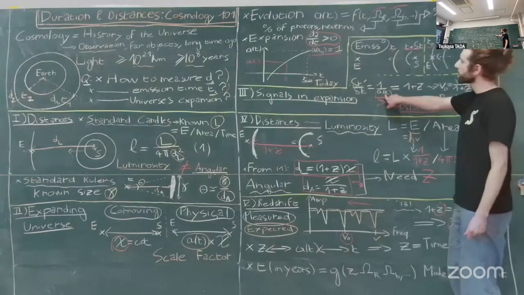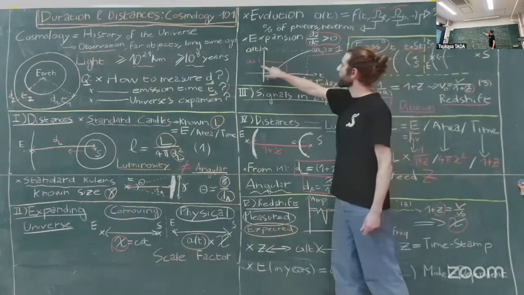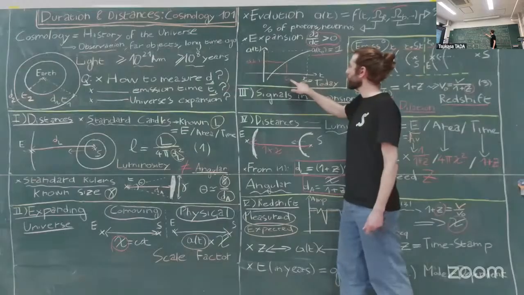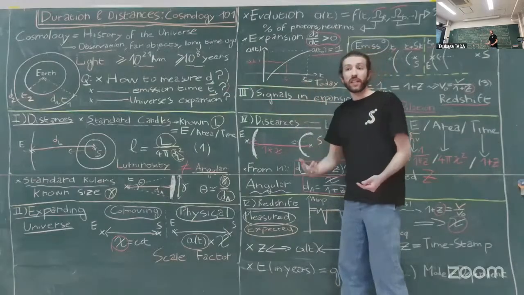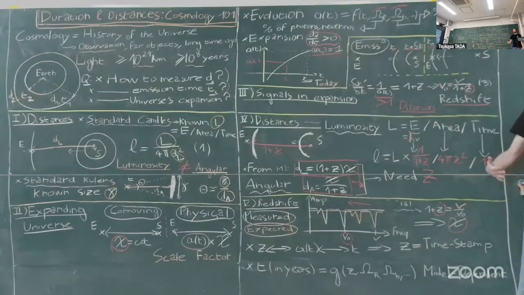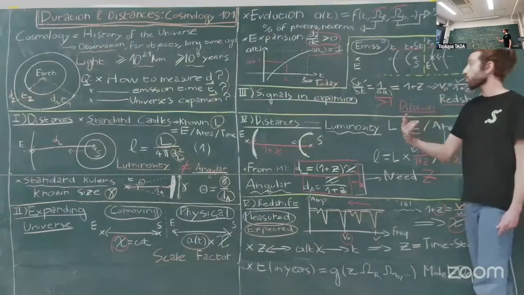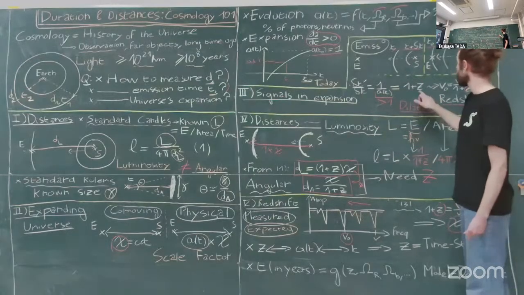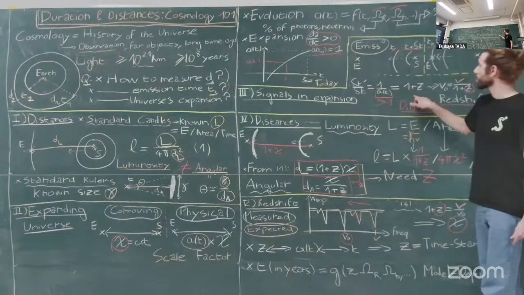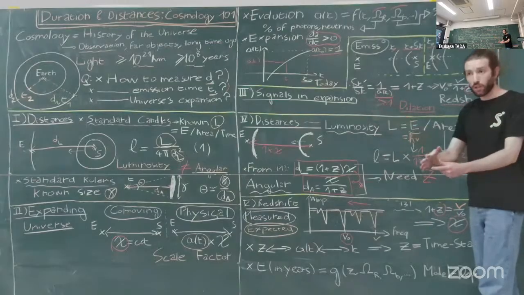And I was telling you here that a of t is a monotonically growing function of time. So for each value of the scale factor, you have a corresponding value of time. So you can directly use z as a timestamp. Instead of saying it was emitted at this time, you can say it was emitted at this redshift. For example, for the source that has a redshift of 1 here, you can compute that this source emitted when the scale factor was 1/2, which means that the universe was twice smaller than today when this light was emitted.